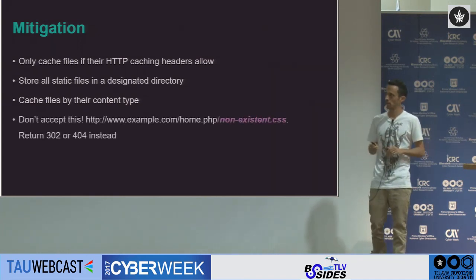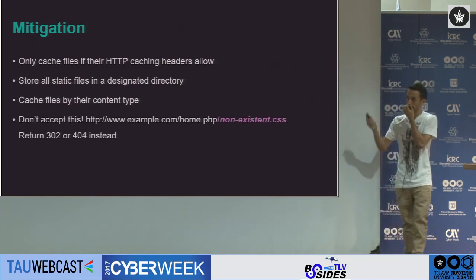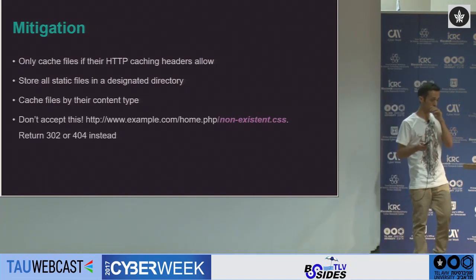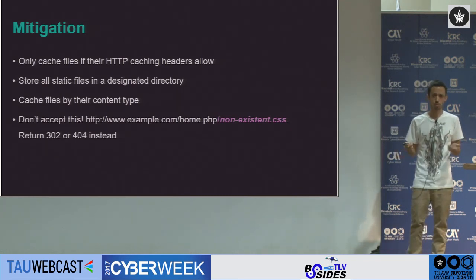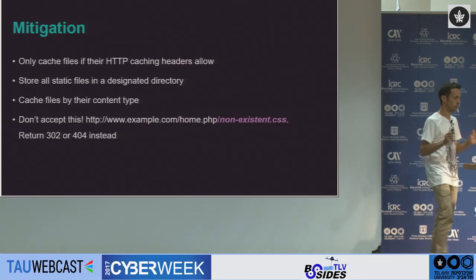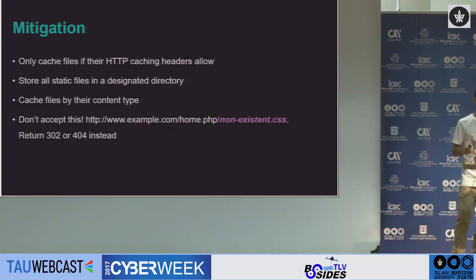One last option is to not accept these kinds of URLs. For example, home.php, which is an actual page, followed by a slash and a non-existent page with this extension: just return a 302 or 404 error instead of that.